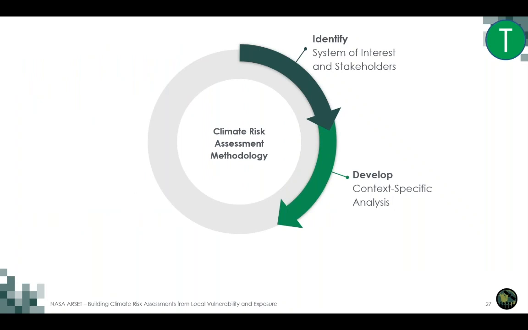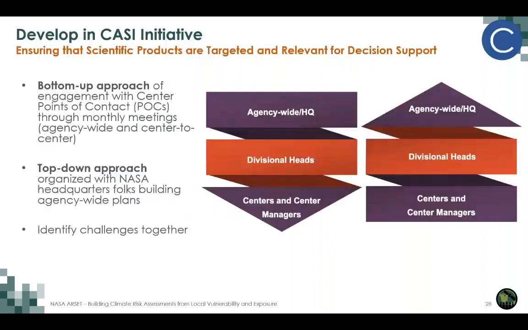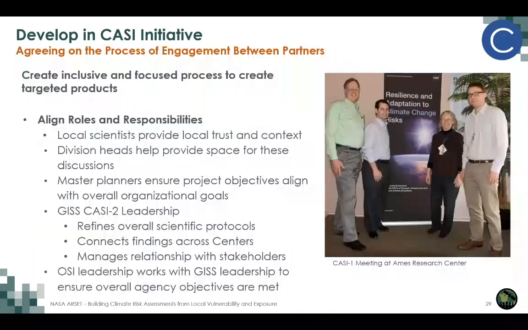The step two in our risk assessment is develop. Our goal in CASI is to develop context-specific analysis and products that are targeted and relevant to decision support. And one of the ways we achieve this is by combining bottom-up and top-down approaches in identifying challenges. We engage with the center managers to help organize center-to-center resilience, as well as NASA headquarters to help develop an agency-wide perspective to risk. Our focus has always been in developing an inclusive process of engagement.